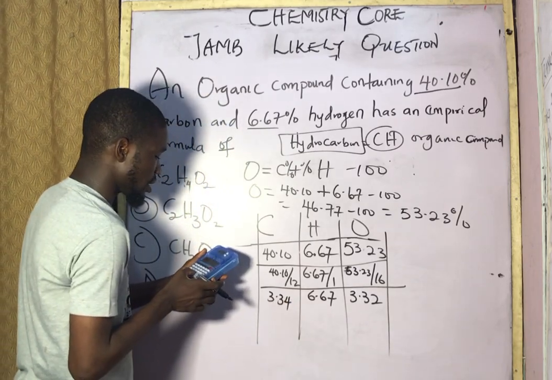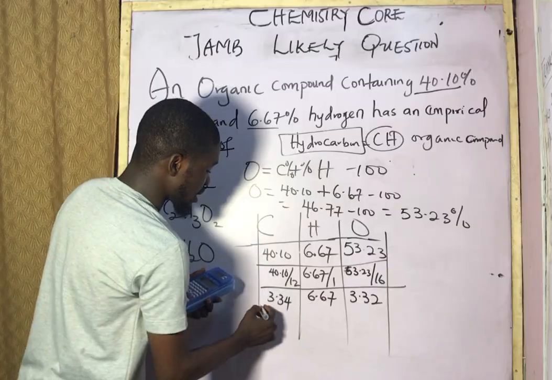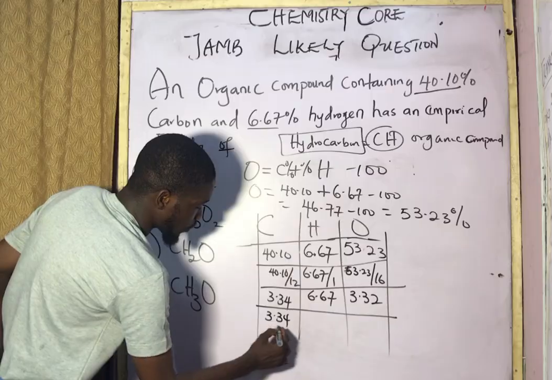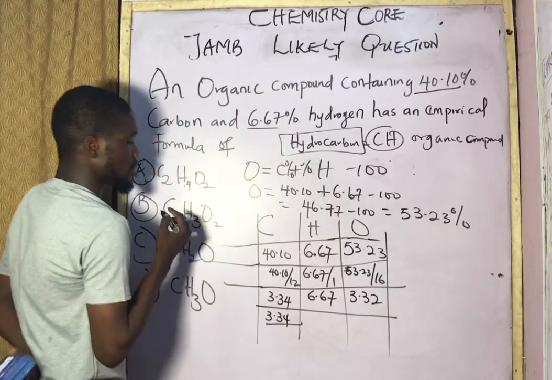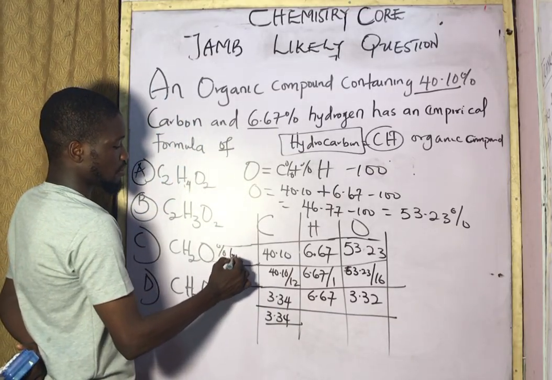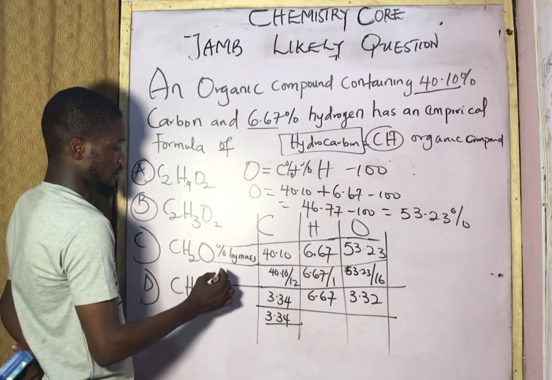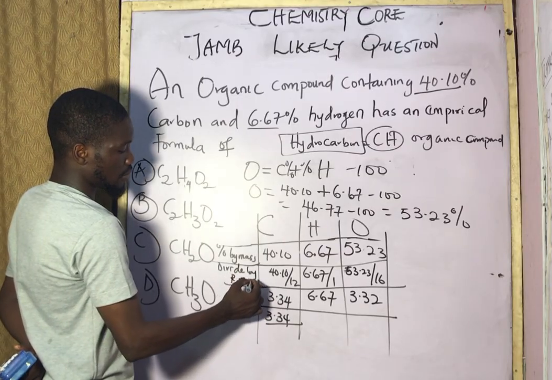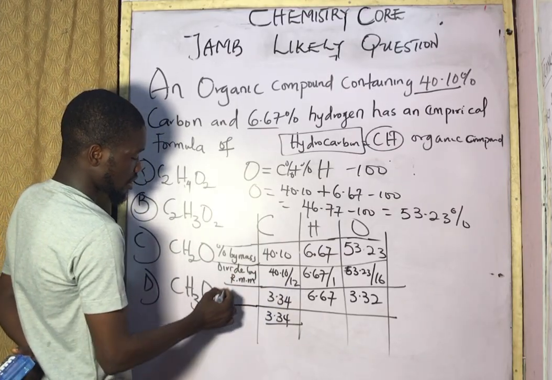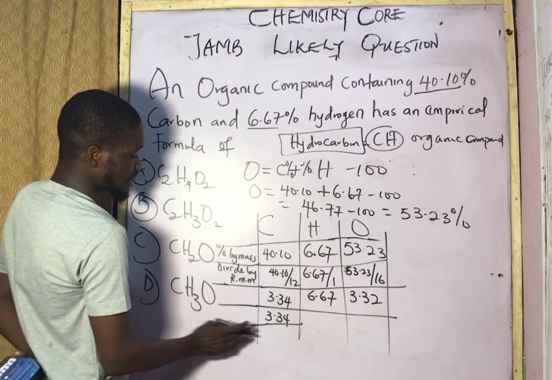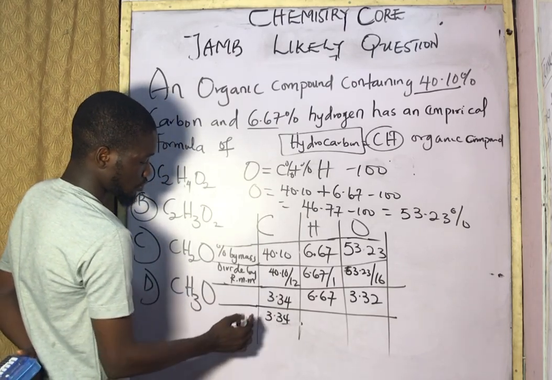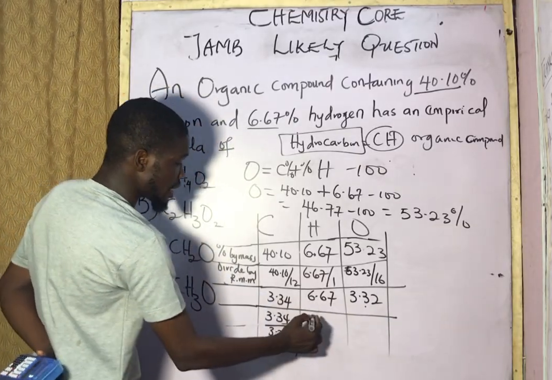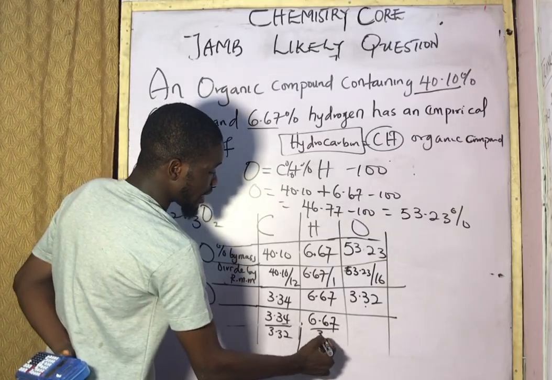In that case, we can easily say this is the smallest ratio there. So we said 3.34. This is how it works. Percentage by mass of elements divided by relative atomic mass of the element, which I just did here. Then divide by the smallest ratio. So the smallest ratio here is what? This 3.32, and this 6.67 divided by 3.32.